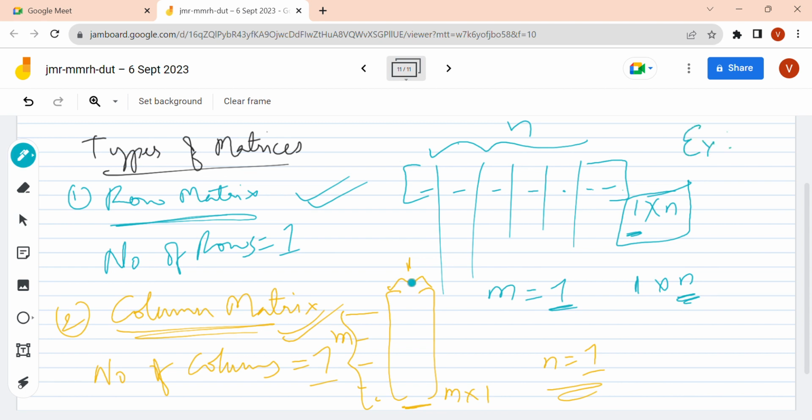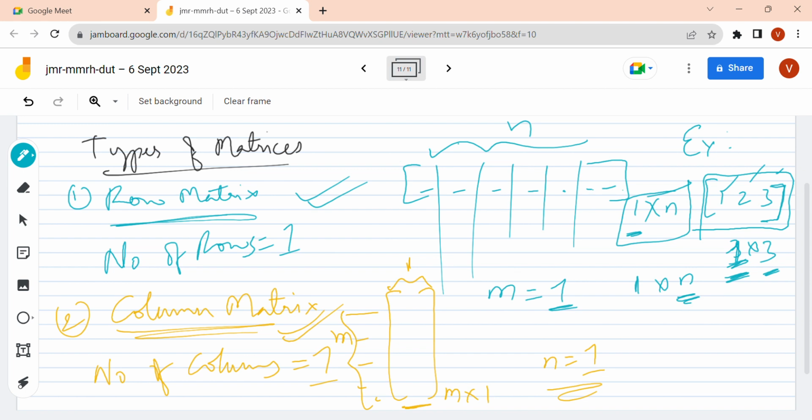Let's say for example there is a matrix 1, 2, 3. Here the order is 1 into 3, so 1 row and 3 columns. It is representing only a row, right? In a real-time example, think of a bench. In a bench, for example, 3 persons can sit, person 1, person 2, person 3. All 3 members are sitting in 3 different columns, but they are in the same row. So it's a row matrix.